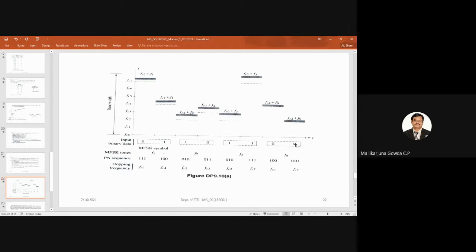And the last one is F0. The MFSK symbol is F0 because it is 0, 0. And for that, the hopping frequencies are FC4 and FC2. So that is why it is written here FC4 plus F0. Another one is FC2 plus F0. Okay. So there will be multiple hops per symbol. That is, one symbol will be transmitted with multiple hopping frequencies. That is why it is called fast frequency hopping.